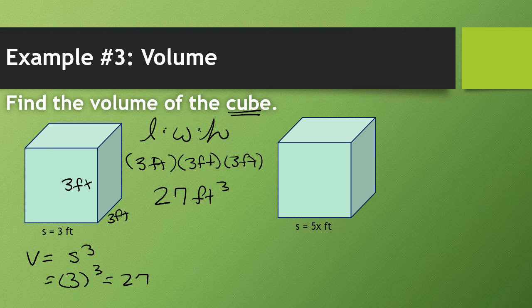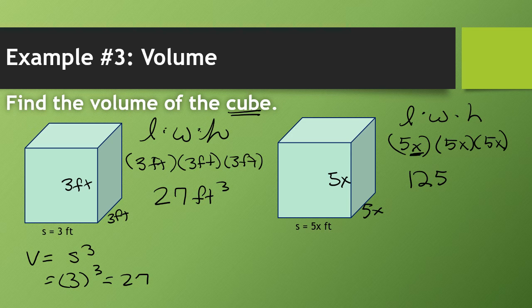So again, how does that change if I have a variable? The process doesn't change. This is still going to be length times width times height. Since one side is 5x and this is a cube, that means all three sides are 5x. So I simply have 5x times 5x times 5x. 5 times 5 is 25, 25 times 5 is 125, and x to the first times x to the first times x to the first will give me x cubed, and my unit in this particular case is going to be feet cubed.